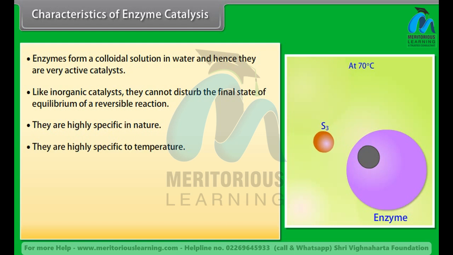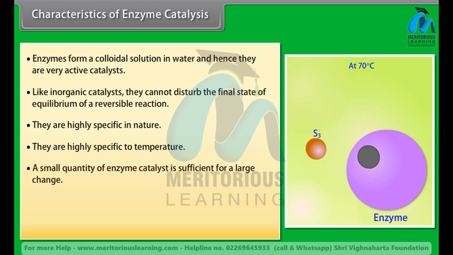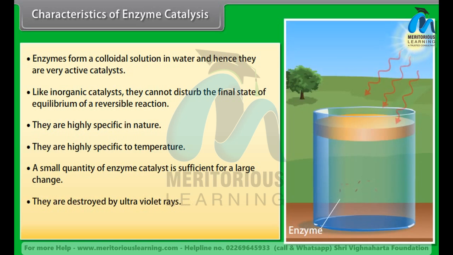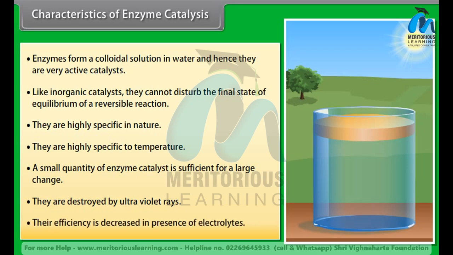The optimum temperature of their activity is 35 degrees Celsius to 40 degrees Celsius. They are deactivated at 70 degrees Celsius. A small quantity of enzyme catalyst is sufficient for a large change. They are destroyed by ultraviolet rays. Their efficiency is decreased in presence of electrolytes.